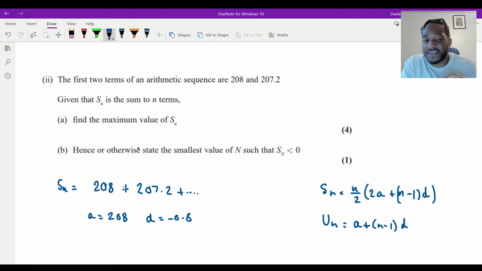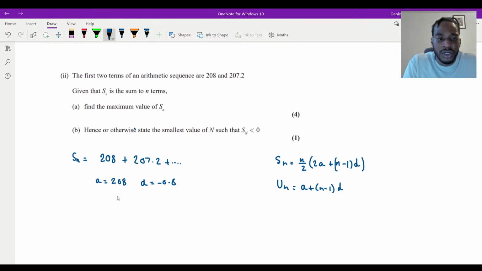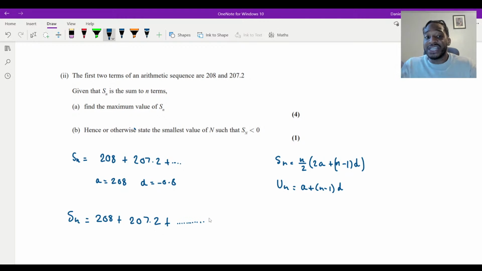So I've got the series for Sn here, and they're asking me for the maximum value of it. So what I'm going to do is inspect it. I'm going to write it out again: 208 plus 207.2 and so on and so forth. Due to the fact that it's going down, we know there's going to be a point where the terms in the sequence turn negative. When that happens, I'm going to be adding negative numbers, so the moment I get a negative number, the sum is going to be decreasing. Does that make sense? Are we happy with that? Okay, cool.